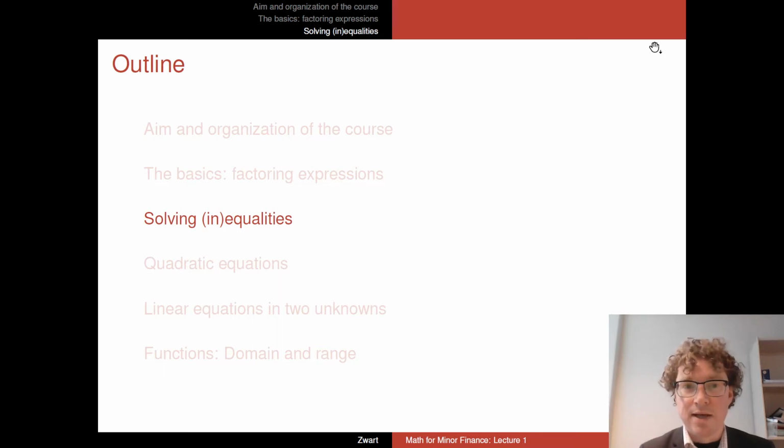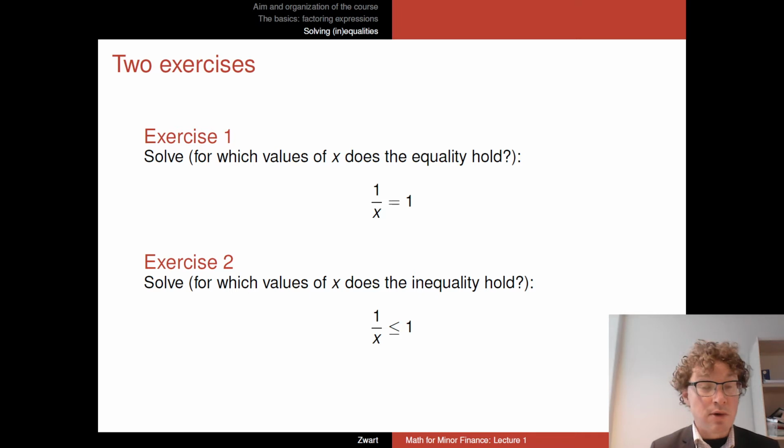So let's get on with the next step, which is solving inequalities, where we'll actually use this factoring business that we just looked at. So compare these two exercises. Exercise 1 is solving a very simple equality, 1 over x equals 1. And exercise 2 is solving a fairly simple inequality, 1 over x is smaller than or equal to 1.